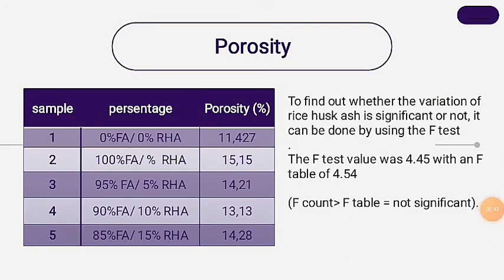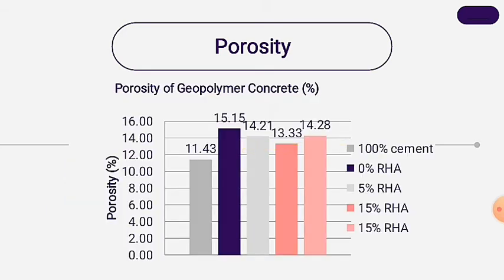This is the result of the percentage of porosity. To find out whether the variation is significant or not, it can be done by using the F-test. The result is not significant, as can be seen in the following table. The addition of 5% till 15% rice husk ash decreased the porosity, as can be seen in the following graphic.